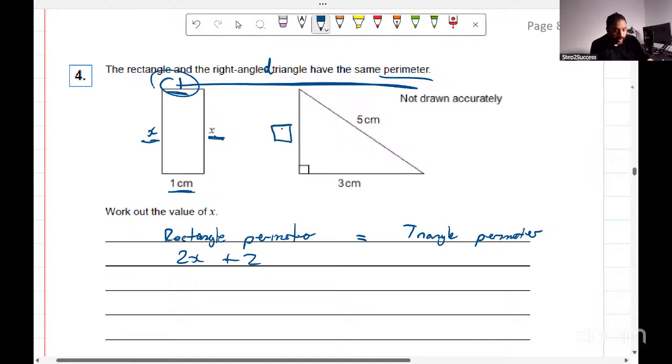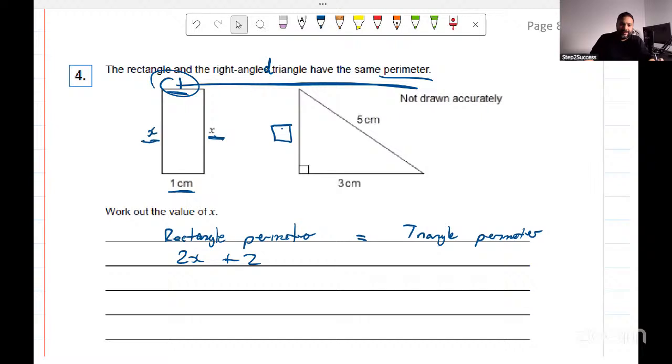But the topic that this clearly relates to, that you guys did, is something called Pythagoras. Pythagoras says that in a right-angled triangle, the short side squared plus the other short side squared equals the longer side squared. That's how that formula works. It's called a squared plus b squared equals c squared. I just like to call it short squared. So let's just call this side y for now. I will be able to work it out.